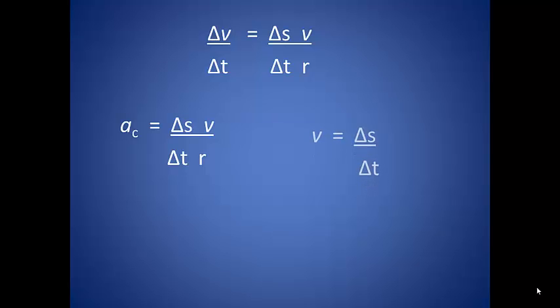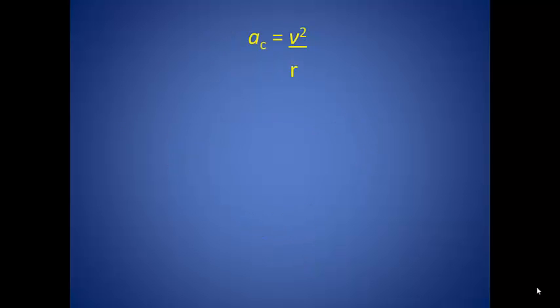And we determined a while back that the change in arc length over change in time is the velocity. This means then that the centripetal acceleration is equal to the orbital velocity squared divided by the radius. So increasing the velocity greatly increases the acceleration. Decreasing the radius also increases the acceleration.